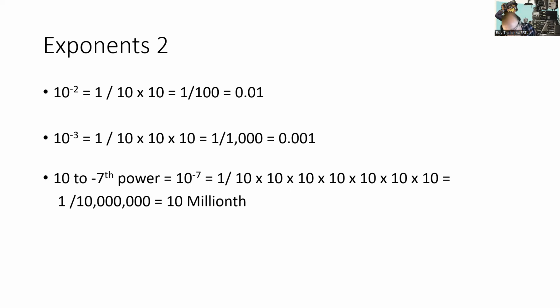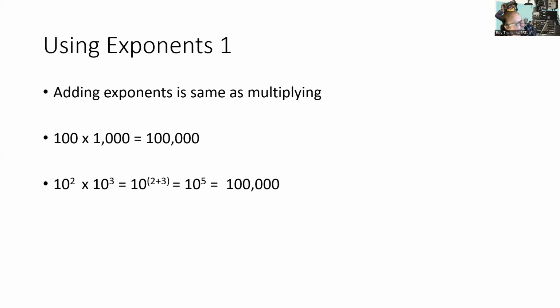And another thing that's interesting about exponents is that you can add exponents, and adding exponents is the same as multiplying. So if I have 100 times 1,000, and I don't want to use a calculator or keep track of all the zeros, I could just say, 10 to the second power times 10 to the third power is 10 to the 2 plus 3, 10 to the fifth. So it's 100,000. So that'll come in handy when we do some of the equations, especially with frequency.